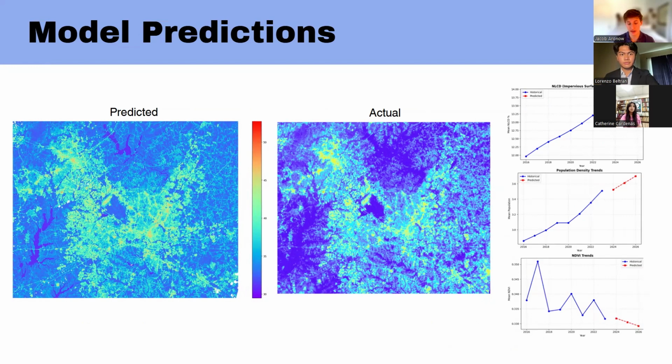On the right, we can also see how each component variable changed over time. Impervious surface and ambient population tended to trend upward pretty consistently, but NDVI varied across years due to data inconsistencies, which is why we decided to normalize it.